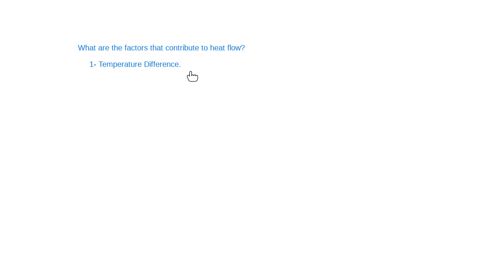So the rule says here, guys, that the higher the temperature difference, okay, the faster the heat flow. كل ما كان الفرق أو الاختلاف في درجات الحرارة أكبر، كل ما كان انتقال الطاقة الحرارية أسرع.